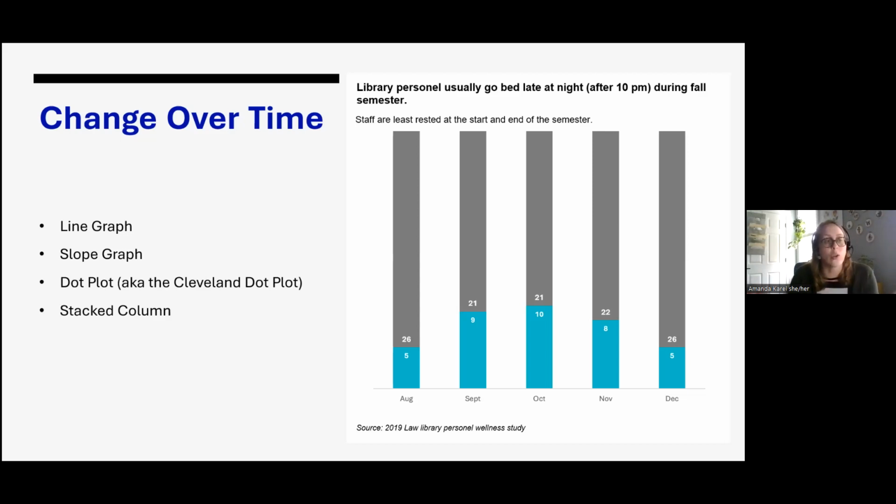So October has 31 days, so does December, but it's still overall the same space given to October and December as November, which only has 30 days. So it helps see proportion of the whole, and you can see those fluctuations. And here that our staff are least rested at the start and the end of the semester.